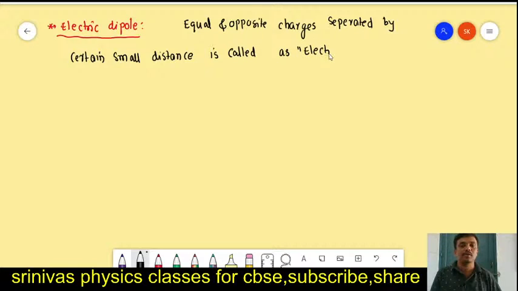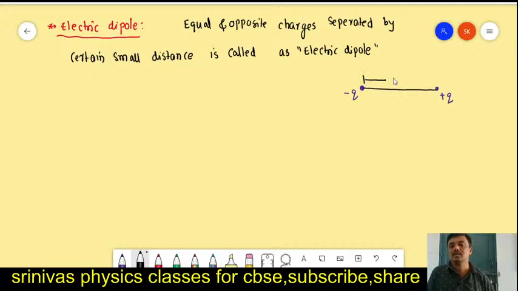What is electric dipole? It is the arrangement of equal and opposite charges. Let us see here. This is the minus q charge and this is the plus q charge. These two equal and opposite charges are separated by a certain distance, 2L. From the center to the first charge the distance is L, and to the second charge it is L. This is called an electric dipole. Dipole means two poles, two charges, that's all.